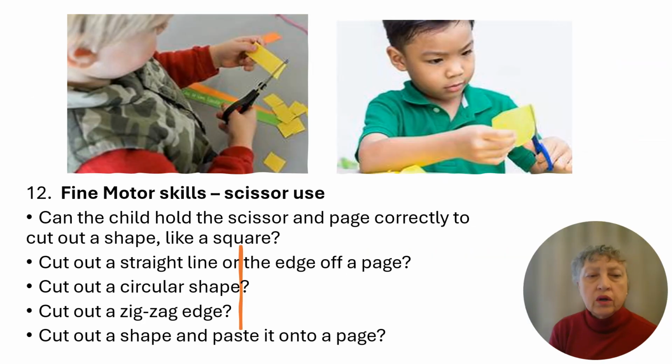In part 12, fine motor skills related to use of the scissors are observed and recorded. Can the child hold a pair of scissors and the page correctly to cut out a shape like a square? Can they cut out a straight line or the edge off a page? Can they cut out a circular shape, going around? Can they cut out a zigzag edge? Can they cut shapes and paste them onto a page?